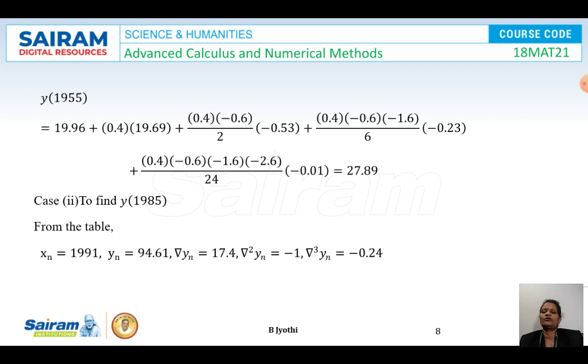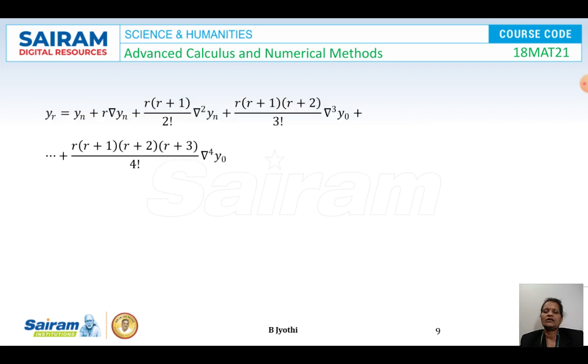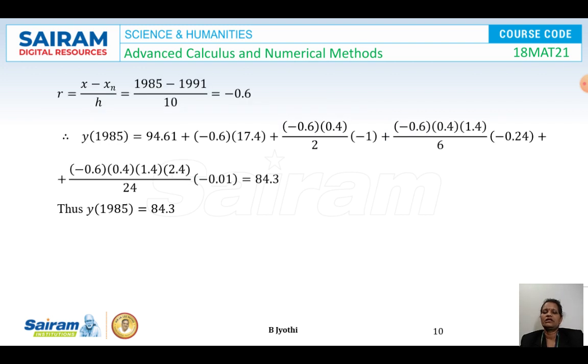Now let us find out y of 1985. From the table, where xn was 1991, yn is 94.61, del yn is 17.4, del square yn is minus 1 and del cube yn is minus 0.24. So let us consider the formula here and substitute the values, where r is given by x minus xn by h, that is 1985 minus 1991 by 10, which gives us minus 0.6.